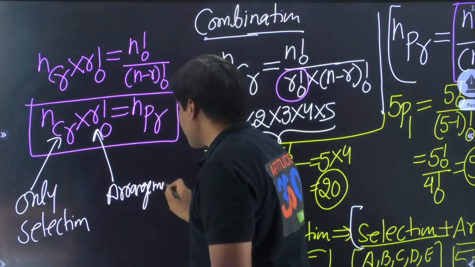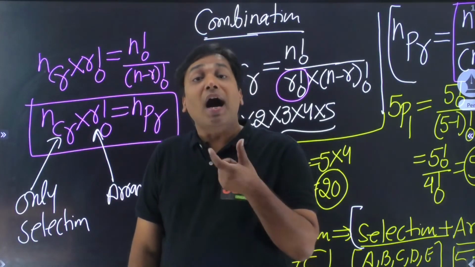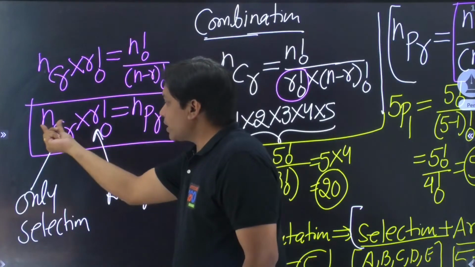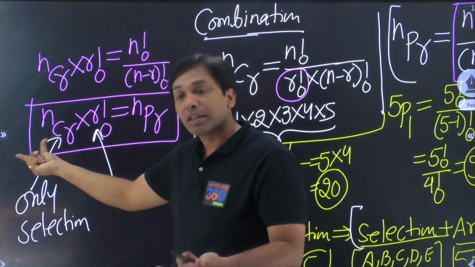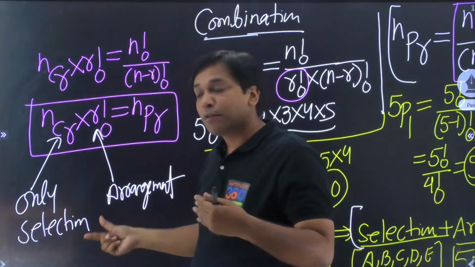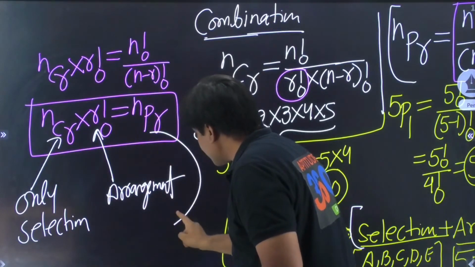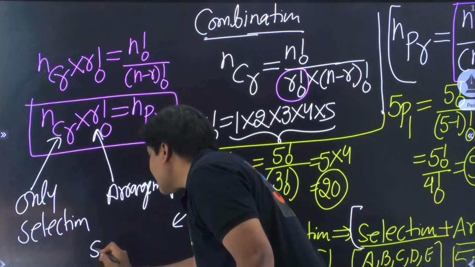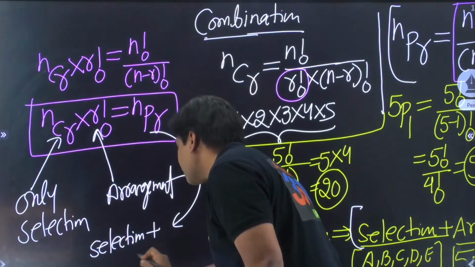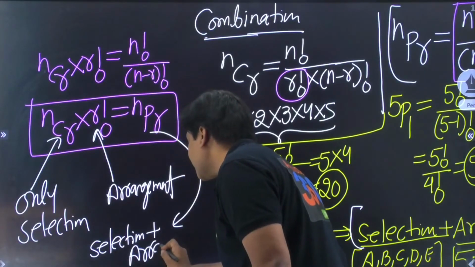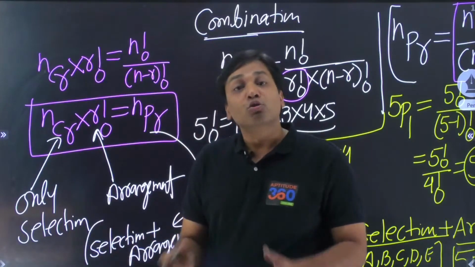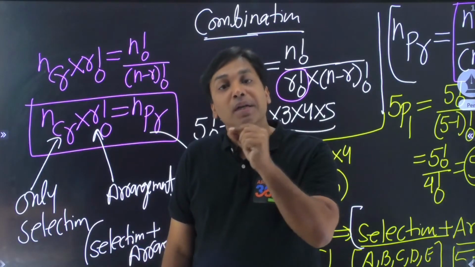What is the arrangement? Arrangement of R items at R places. I will show you that. What did I say? NCR is only selection, and R factorial is arrangement of R items at R places. And what is this then? I would say that this is selection plus arrangement. Both of these things are happening together in the case of permutation.